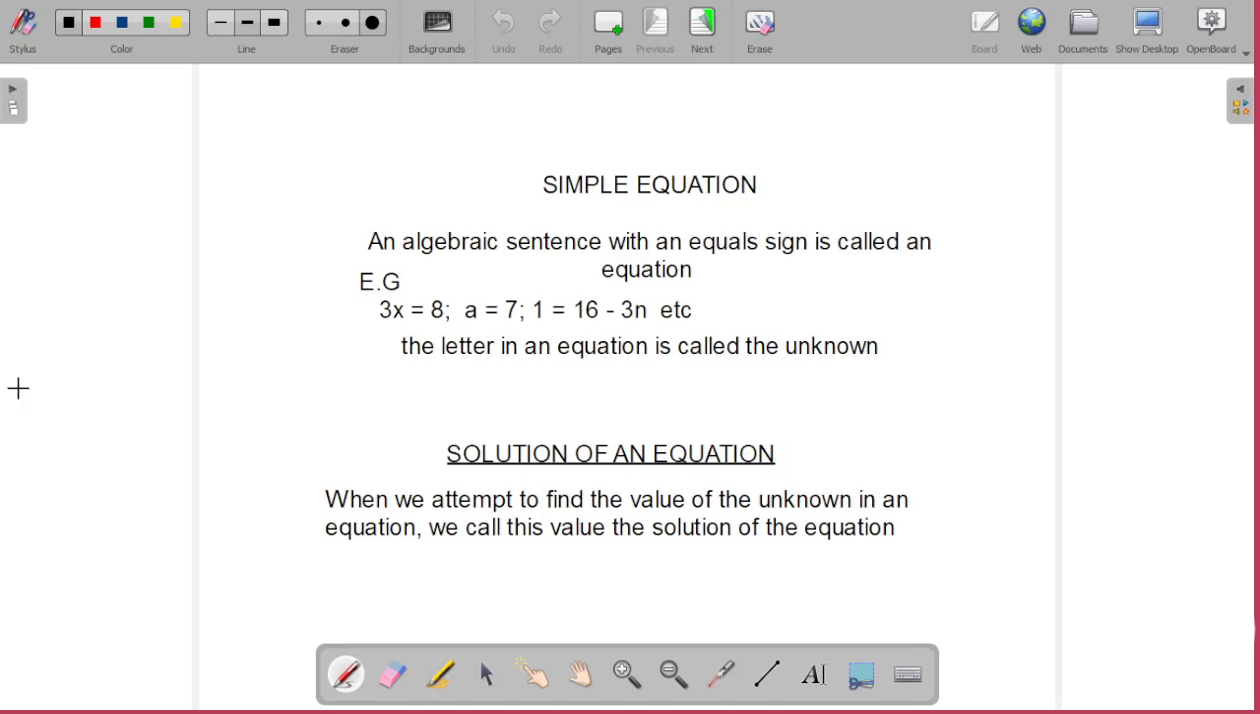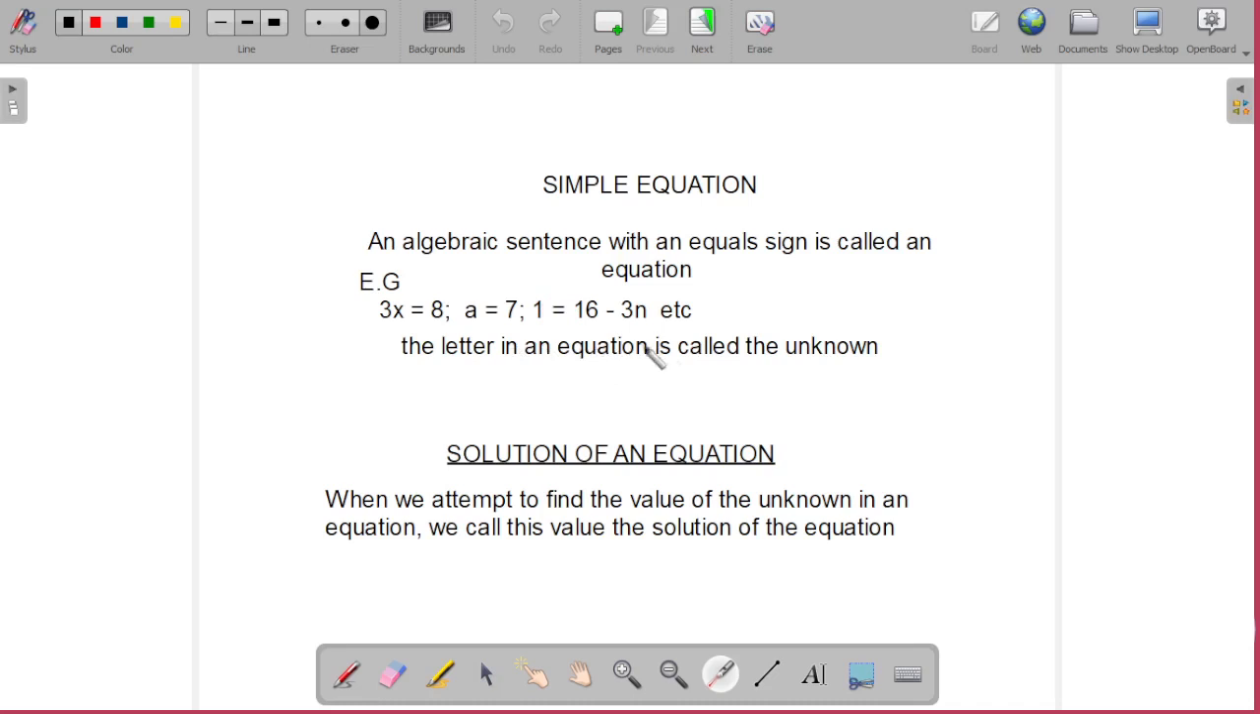A simple equation is an algebraic sentence with an equal sign. When an algebraic sentence has an equal sign, it is called an equation. So take note of that. When we introduce the equal to sign into our algebraic expression, we begin to have what we call an equation or a simple equation. Now, look at the examples. We have 3x is equal to 8, a is equal to 7, 1 is equal to 16 minus 3n, and so on and so forth. Once you bring in the equal to sign, it has become a simple equation.